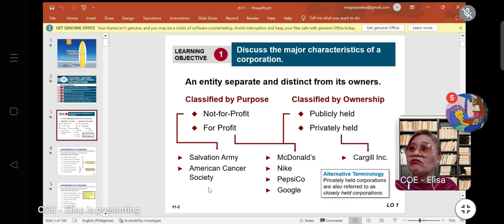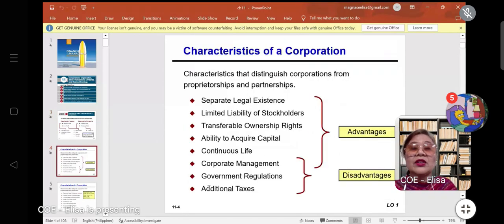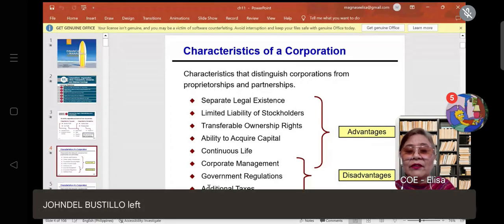Privately held, you can form a corporation if there are 5 of you, minimum man siya of 5 or more people, and then you can form a corporation and apply online sa Securities and Exchange Commission. So these are the characteristics of a corporation. So you have there the advantages and disadvantages.